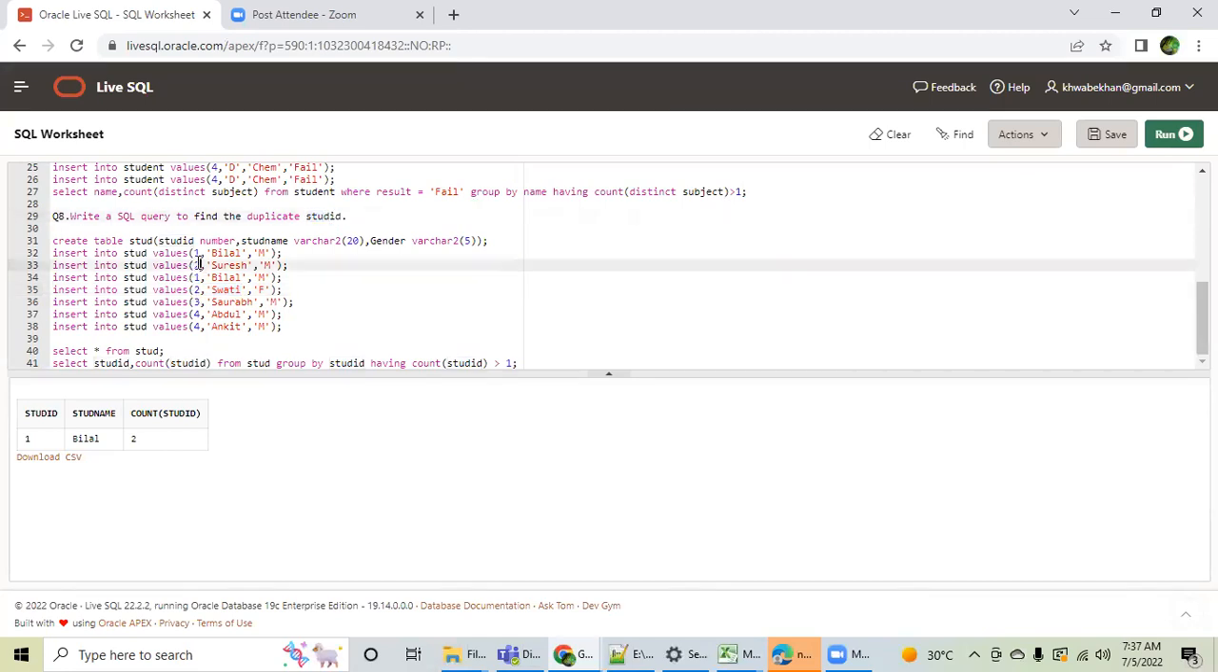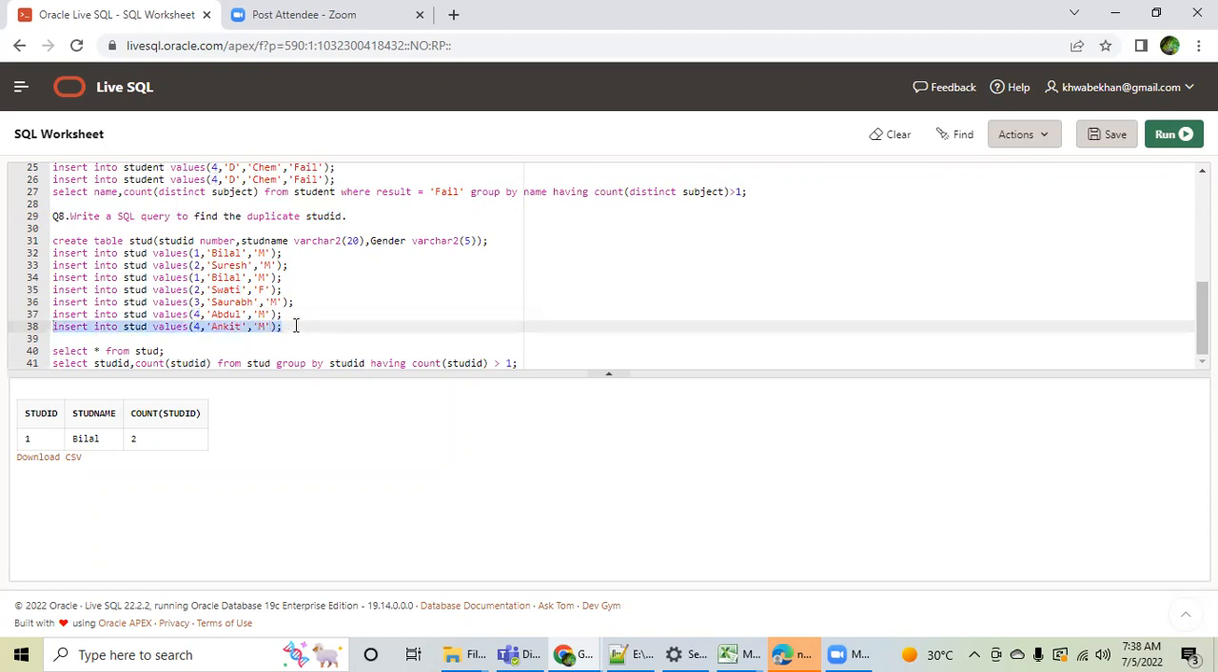If I'm talking about the ID, then yes, these two records are duplicates, correct? Similarly, for Abdul and Ankit, if I consider student ID and student name, then this is not a duplicate, because Abdul and Ankit are different records. But here I'm talking only about student ID. So if I'm talking about only ID, then these are the duplicates, correct? So is it clear?